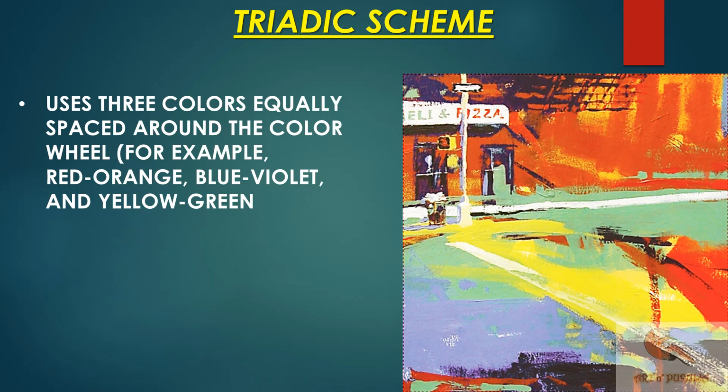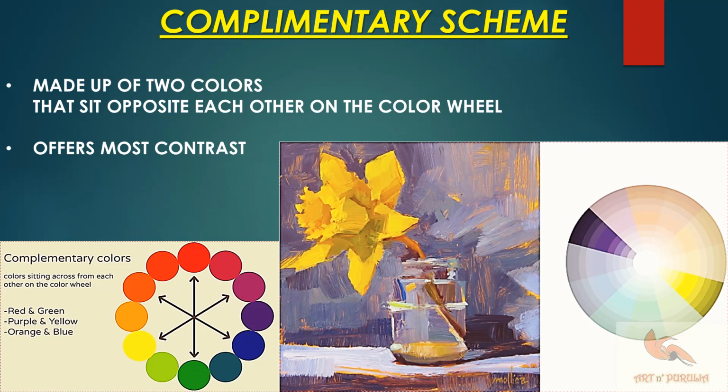Triadic scheme. Triadic scheme uses three colors equally spaced around the color wheel, for example red-orange, blue-violet and yellow-green. Complementary scheme. This is made up of two colors which sit totally opposite on the color wheel, like red and green. This scheme offers maximum possible contrast.